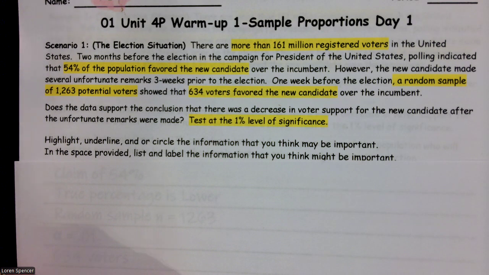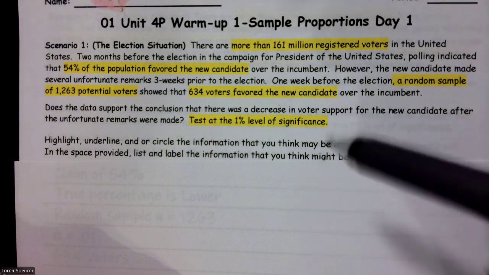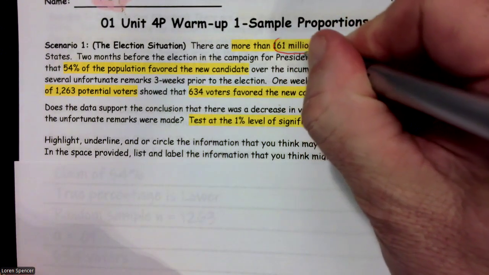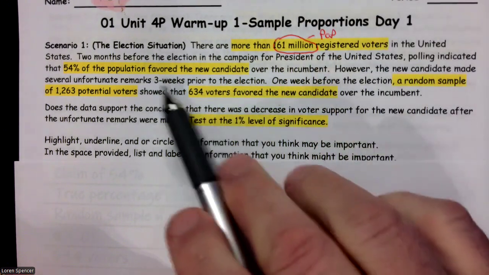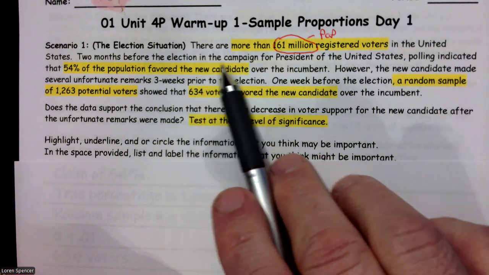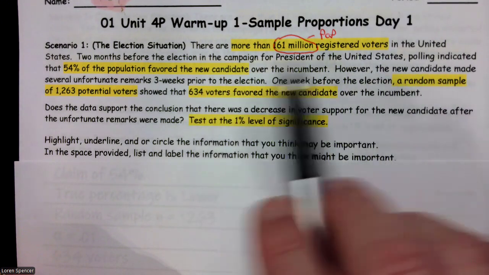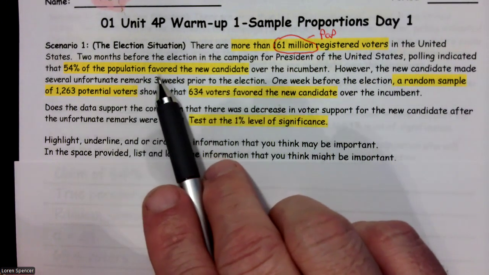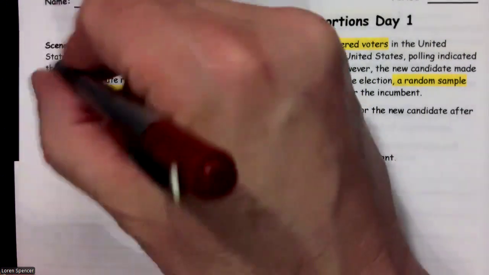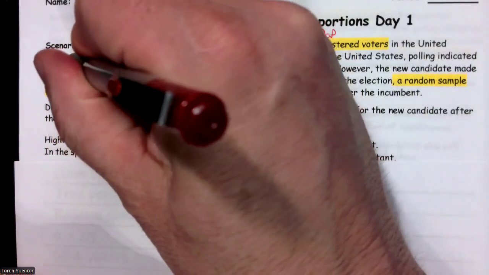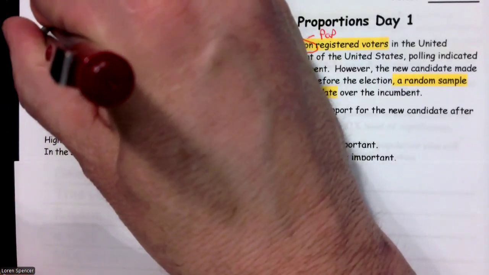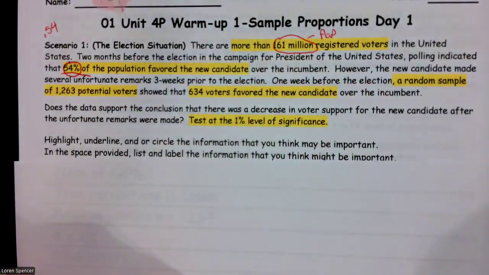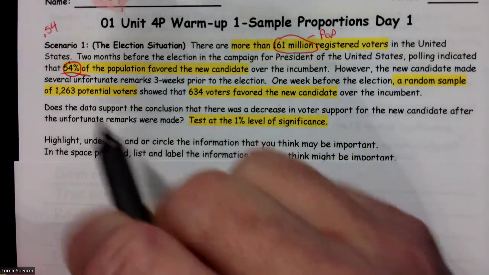So there are more than 161 million registered voters. That sounds like that's probably our population, so that's pretty important. In the United States, 2 months before the election and the campaign for president of the United States, polling indicated that 54% of the population favored the new candidate. All right. So it looks like we have a claim or historical of 54% or 0.54. So that looks like that's our claim.